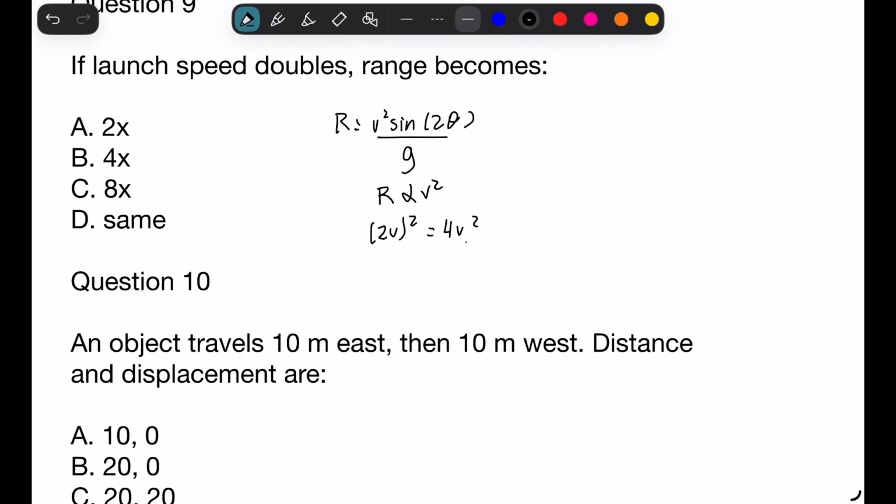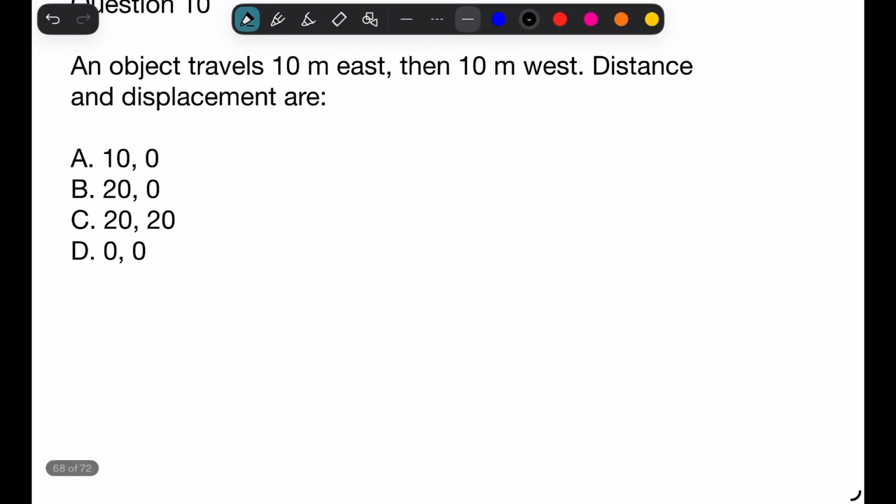And if you sub and double the speed, that is going to give you 4v squared. And that's b. 4 times an object travels 10 meters to the east, and then 10 meters to the west.